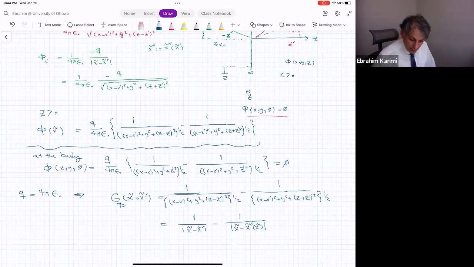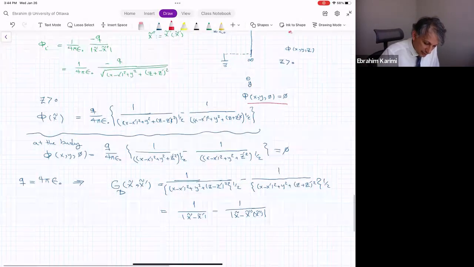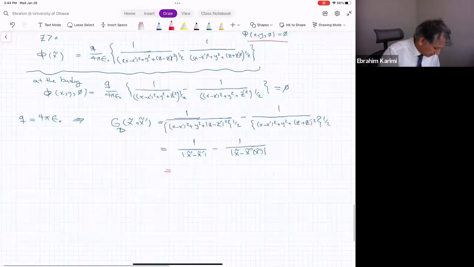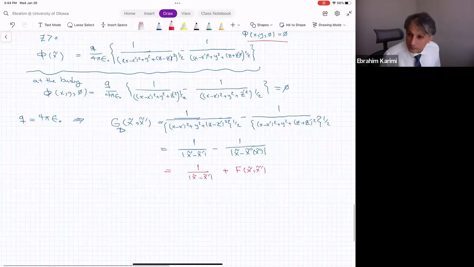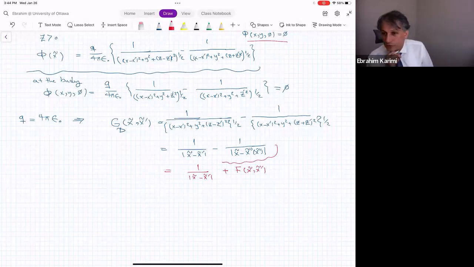All right, so this is exactly what Melika told us, that is 1 divided by |x minus x prime| plus f of x and x prime. And that is the f function that we were looking for. Clear?